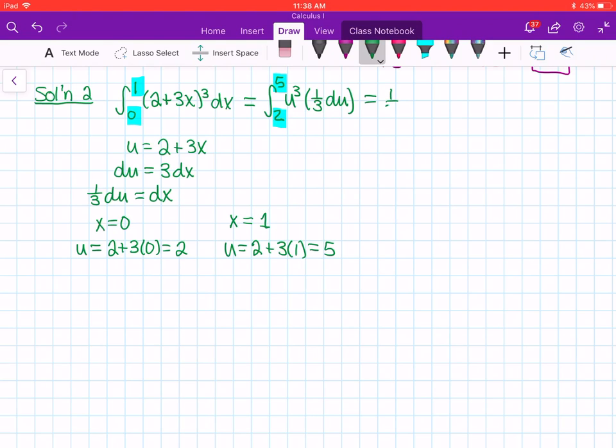Alright, then we continue on. We take the 1/3 out, and we integrate. So that's u to the 4th times 1/4. And then using the fundamental theorem of calculus, we evaluate it from 2 to 5. So we can simplify that to be 1/12 again, u to the 4th, and we evaluate it from 2 to 5. 1/12, substitute in 5, and then subtract when you substitute in 2.